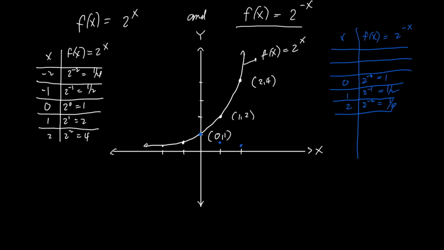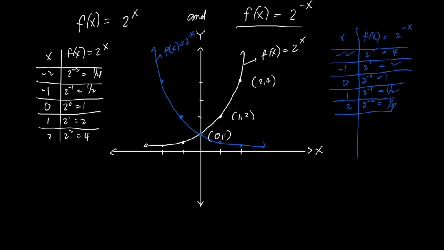Next, what if x is negative 1? That is 2 to the negative negative 1, that's 2 to the 1. That is 2. This one here. And if x is negative 2, that is 2 to the negative negative 2. That's 2 squared, and that is 4. So here. Now connect the points. And this graph here is f of x equals 2 to the negative x.